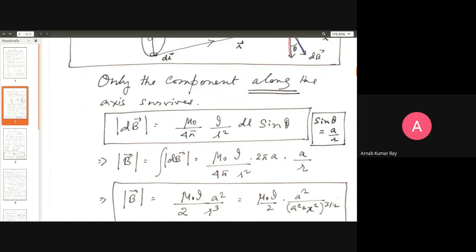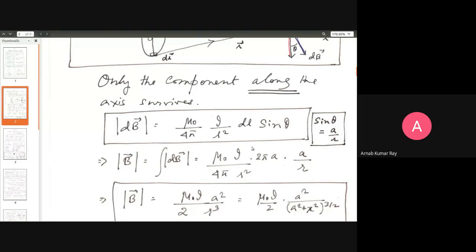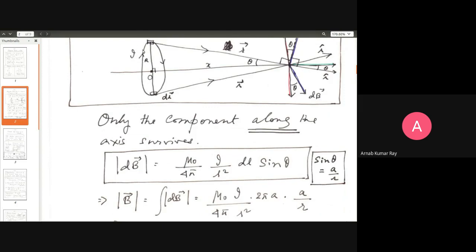Next, we are writing sine theta as a by r. Follow carefully. The integral will be over this loop only. B will be equal to the integral of dB. Now, mu naught I by 4 pi r squared is the same, a by r is the same, and this loop, completely taken all around, will give you 2 pi a. The integral of dl over this closed loop will give you 2 pi a.